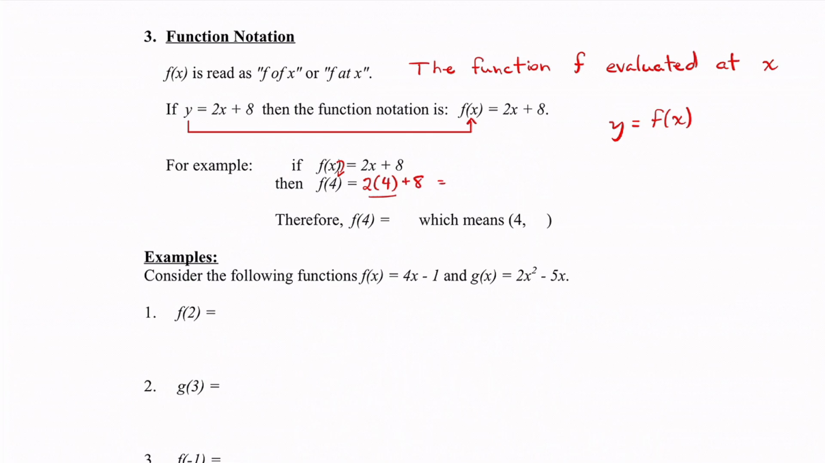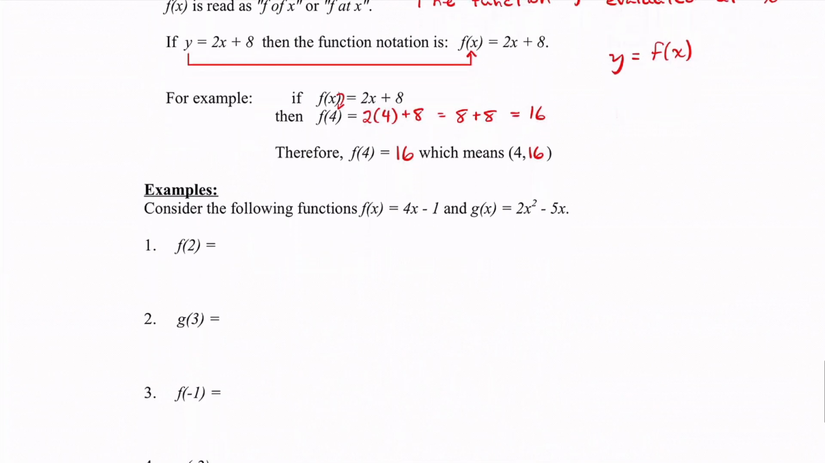So 2 times 4, that's equal to 8, and then plus 8, we get 16. So therefore, we can say f evaluated at 4 is equal to 16, which means that would give us the point (4, 16). We plugged in 4, it gave us out 16. So now we're going to move on to some different examples.